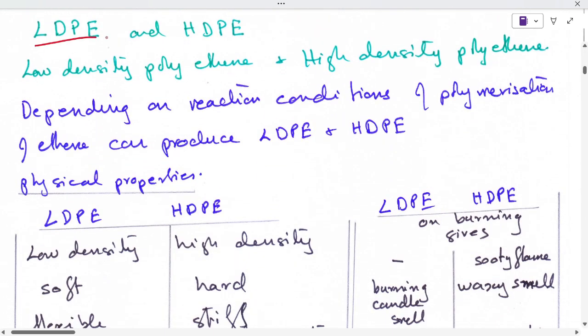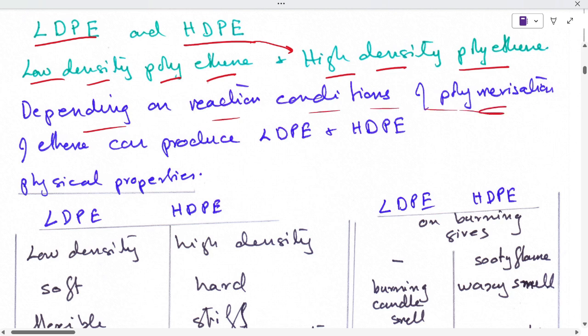LDPE and HDPE. LDPE means low density polyethene and HDPE means high density polyethene. Depending on the reaction conditions, polymerization of ethene can produce LDPE and HDPE.